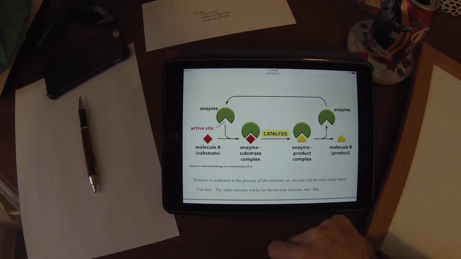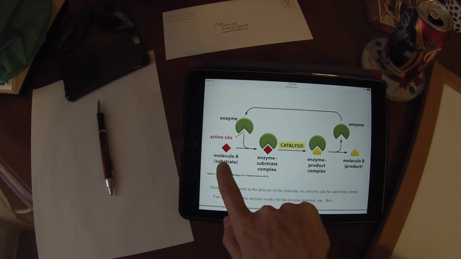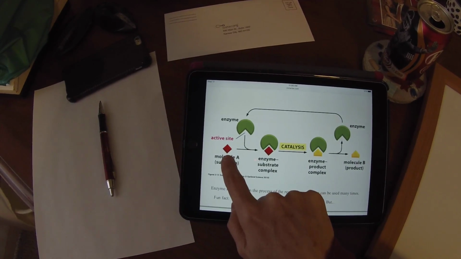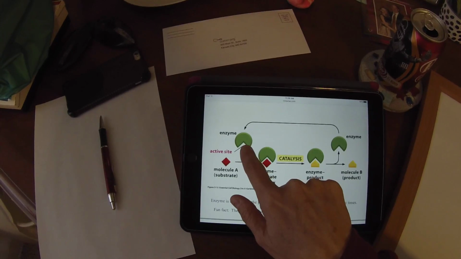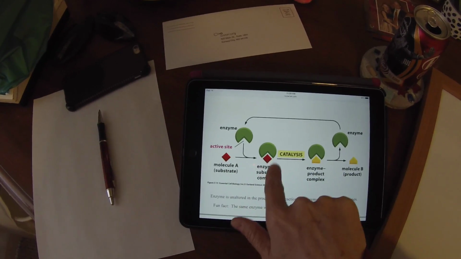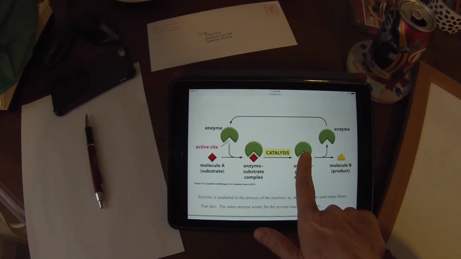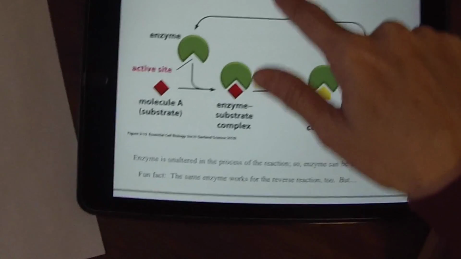So here's another cartoon drawing. Our enzyme shown in green. Here's our substrate molecule shown as the red square, diamond, whatever that is. And so it binds in the active site of the enzyme. You have a temporary enzyme substrate complex. Then the catalytic reaction happens and we produce our product.